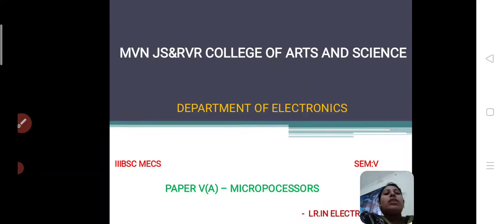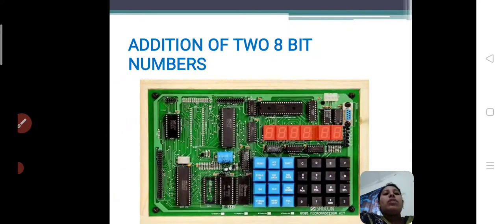Today I am presenting a video which is Unit 3. The topic is addition of two 8-bit numbers. In the previous class I discussed what a machine language program and an assembly language program are, and how to write a program in steps. Based on this concept only we are writing the addition of two 8-bit numbers program.